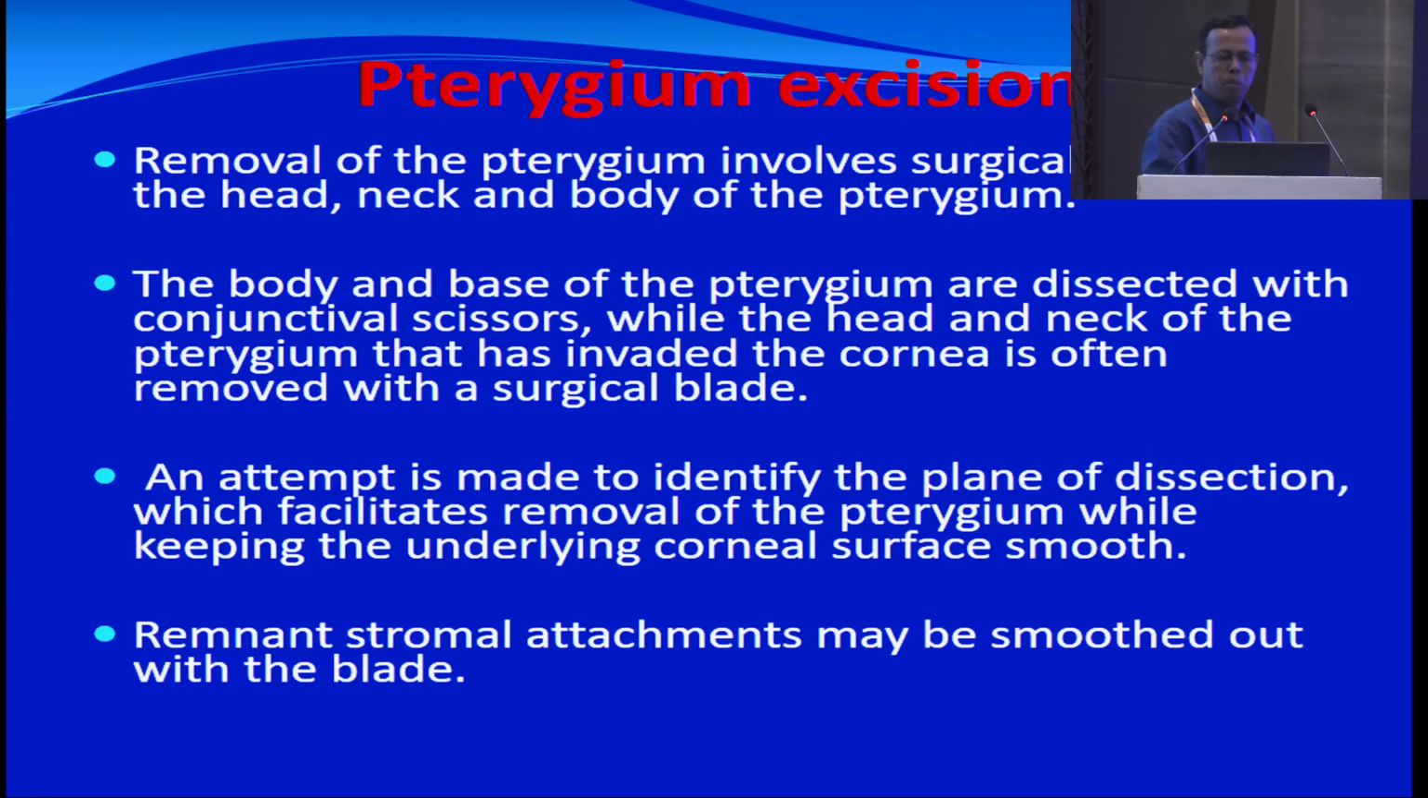So coming to pterygium excision. Removal of the pterygium involves surgical excision of the head, neck and body of the pterygium. The body and the base of the pterygium are dissected with conjunctival scissors, while the head and neck of the pterygium that has invaded the cornea is often removed with a surgical blade. An attempt is made to identify the plane of dissection which facilitates the removal of the pterygium while keeping the underlying corneal surface smooth. And remnant stromal attachment may be smoothed out with the help of the blade or diamond burrs.